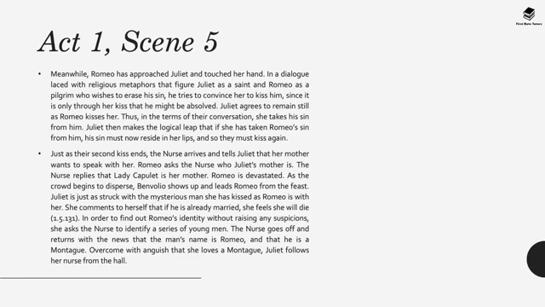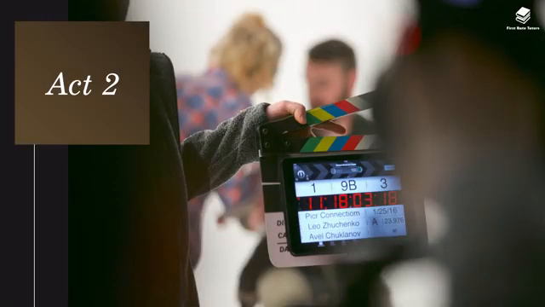Juliet is just as struck with the mysterious man she has kissed as Romeo is with her. She comments to herself that if he's already married, she feels that she will die. In order to find out Romeo's identity without raising any suspicions, she asks the nurse to identify a series of young men. The nurse goes off and returns with news that the man's name is Romeo and he's a Montague. And overcome with anguish that she loves a Montague, Juliet follows the nurse from the hall.